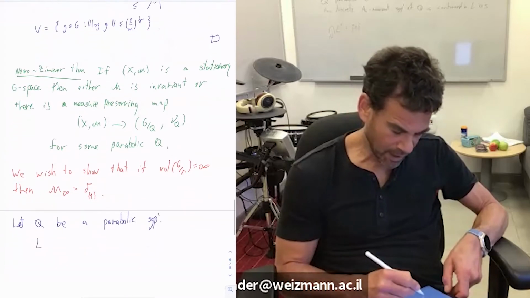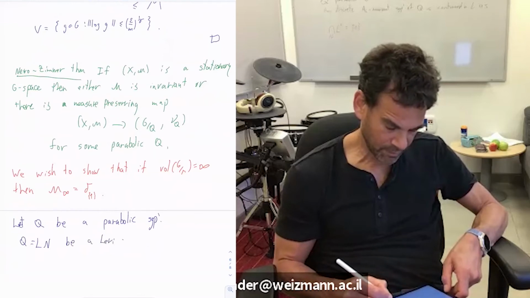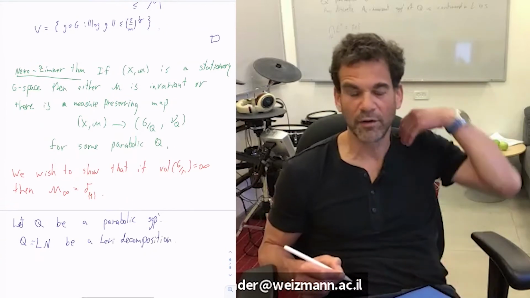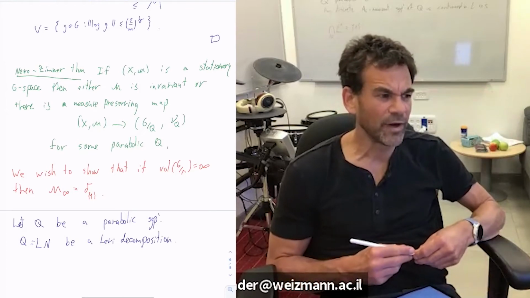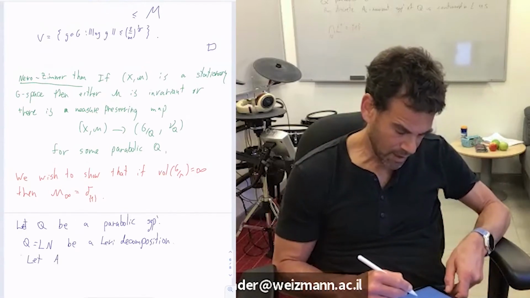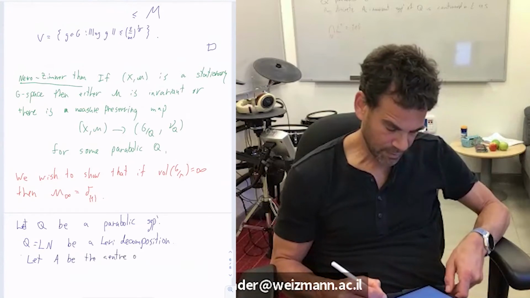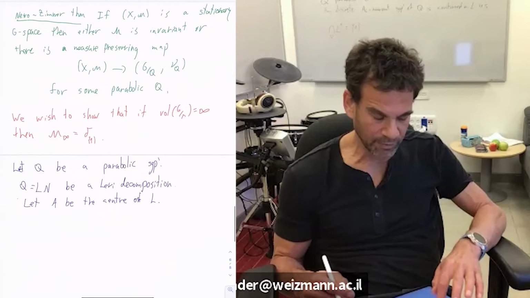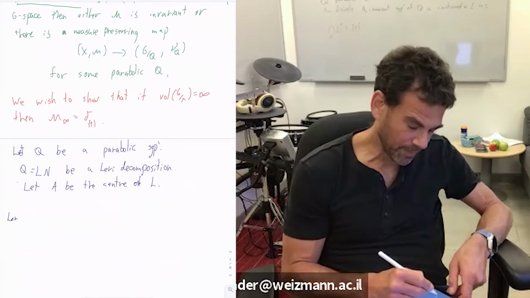And let LN be a Levi decomposition of Q. So N is the unipotent radical, and L is the reductive subgroup. So N is well defined and L is not well defined. And let A be the center of L. So I do some very elementary facts about parabolic groups. So here is a lemma.